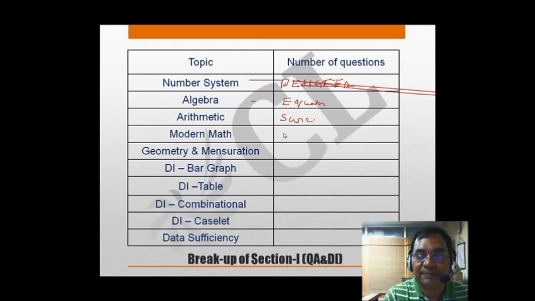Modern maths, sure. Geometry and mensuration: if a diagram is there, mensuration I always do. Geometry, if a diagram is there, yes. If too many notations, I don't. DI bar graph I always do. DI table I always do. DI conditional I avoid because I feel it's calculation. Data sufficiency, sure.